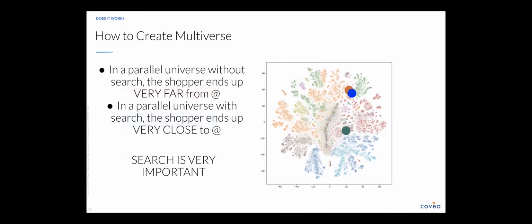So in a parallel universe without the search, the shopper ends up very far from alpha, which is the green point, while in a parallel universe with search, the shopper ends up very close to alpha, which is the orange point, which means that the search event was very instrumental in pointing the user to the part of the space that he was really interested in. So search, in this case, is very important.